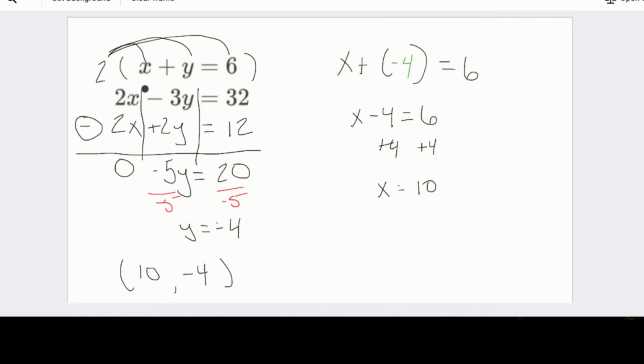And again, we can check. 10 plus negative 4 is 6. 20 minus negative 12 is 32.